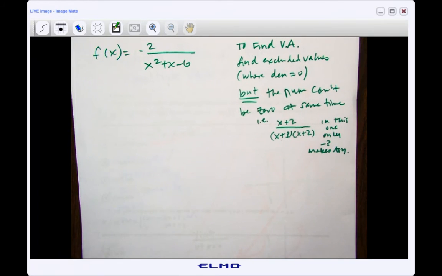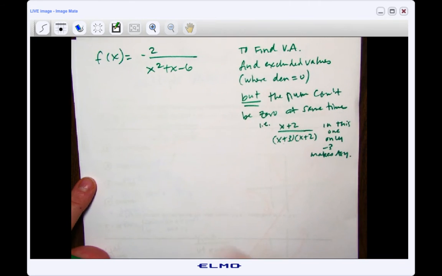Does everyone see what we're talking about here? If the top and bottom are 0 at the same time, it means it's not an asymptote. And if you remember from our last video, that actually makes a hole, okay? All right, so let's take a look at this one.